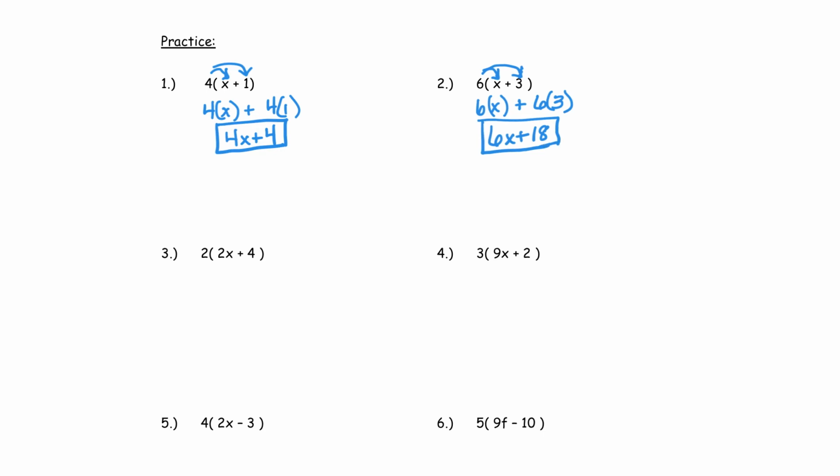Why can't we combine them anymore? Because they are unlike terms. The 6 has a variable, the 18 does not. We cannot combine unlike terms, so we are done.